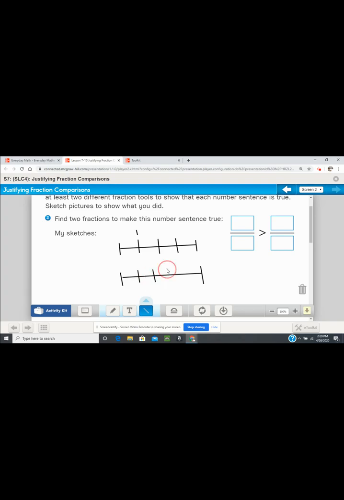1, 2, 3, 4, 5. 5 equal spots. All right. So we are looking for 2/5, which is right here. Looking at my number line, I can see that 2/5 is greater than 1/4.